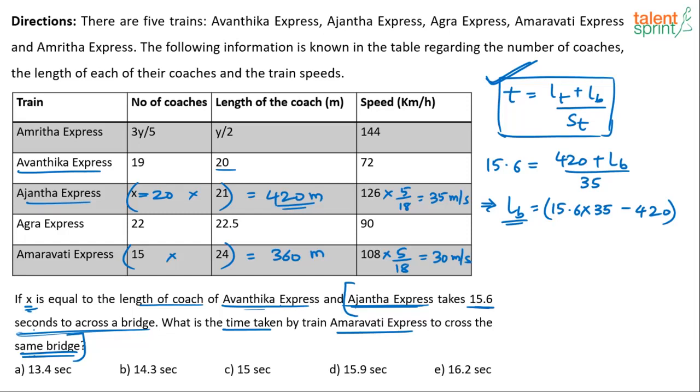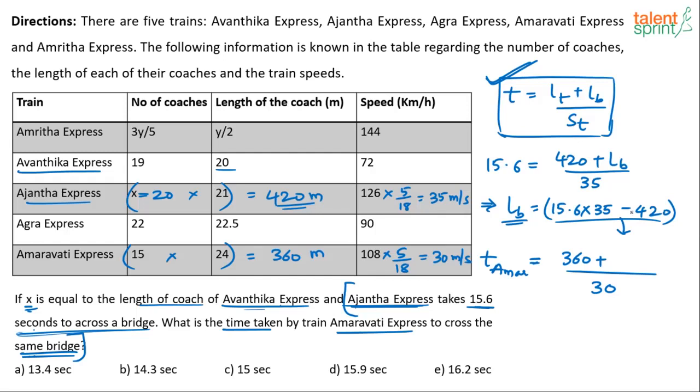So now work on this. Try and work on this. Find out 15.6 into 35 minus 420. Now, final answer is going to be what? Time taken by Amravati is equal to what? Length of Amravati, 360, plus length of the bridge that we get from here, divided by speed of Amravati. Speed of Amravati is 30. Now simplify this. Length of the bridge, 15.6 into 35 minus 420.